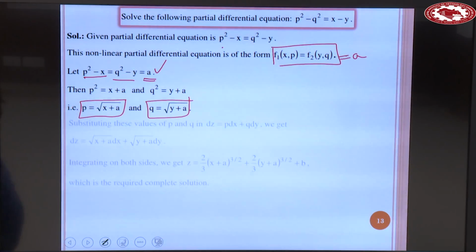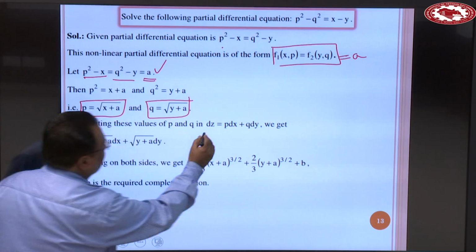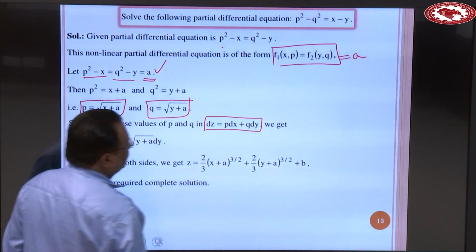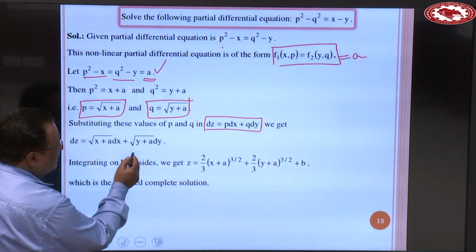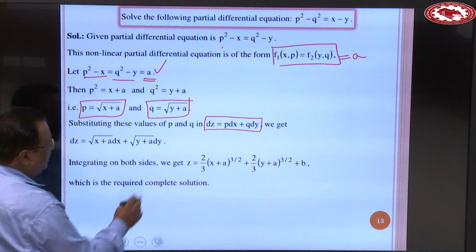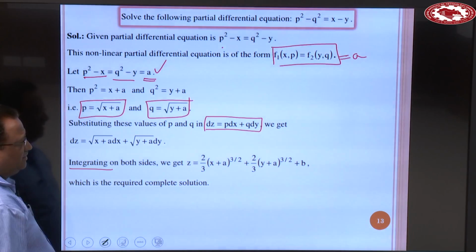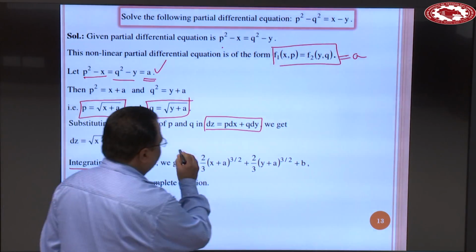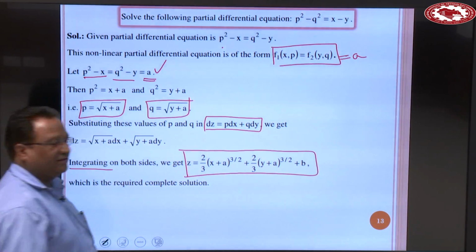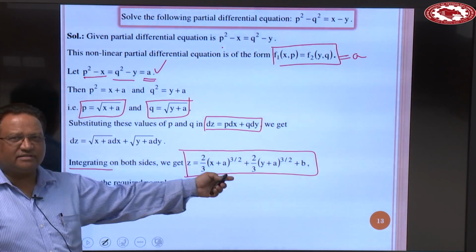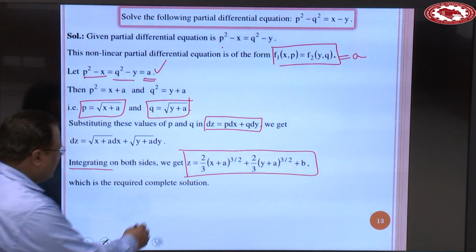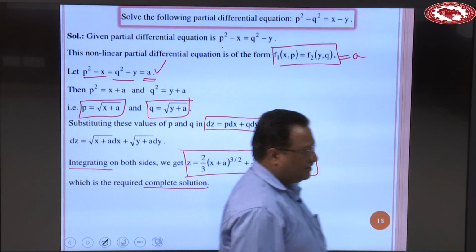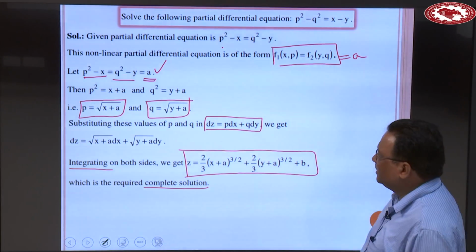Substitute into dz is equal to p dx plus q dy. So p is the square root of x plus a, dx, plus q is the square root of y plus a, dy, and integrating, you will get the solution. This is nothing but just an integral, which you can easily do, right? So that is the complete solution of this non-linear partial differential equation.